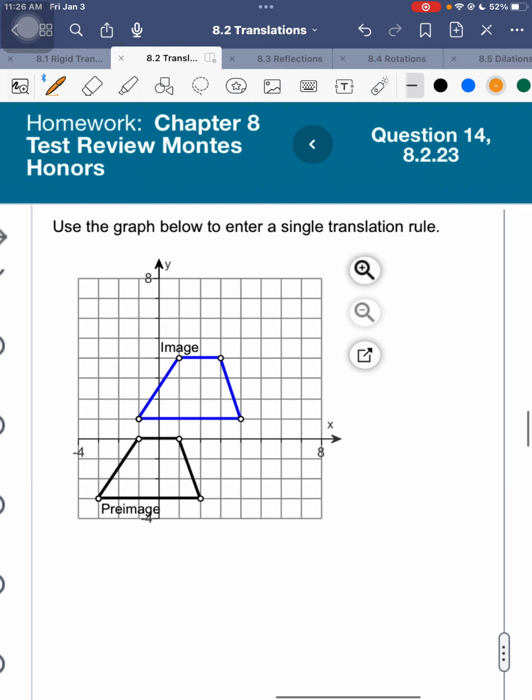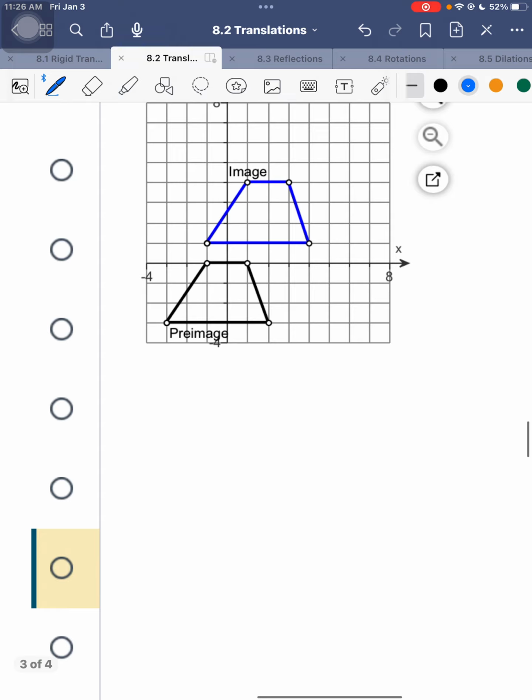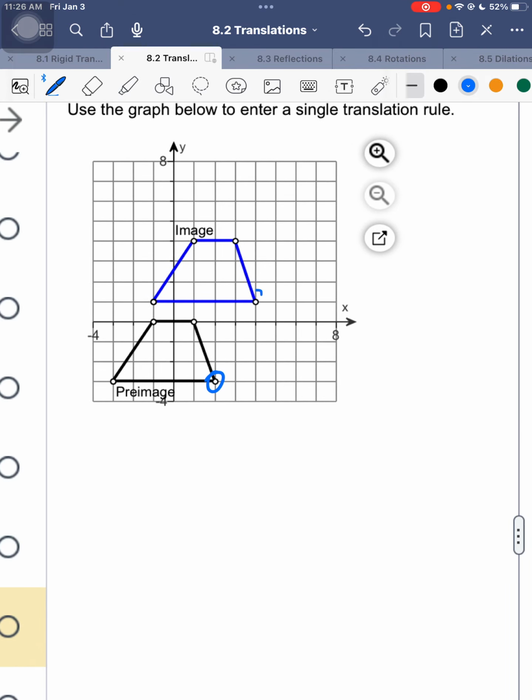So look, they want us to complete the rule again. So let's focus on one point. I want to focus on these 2 points, just because I feel like it's going to be easier.